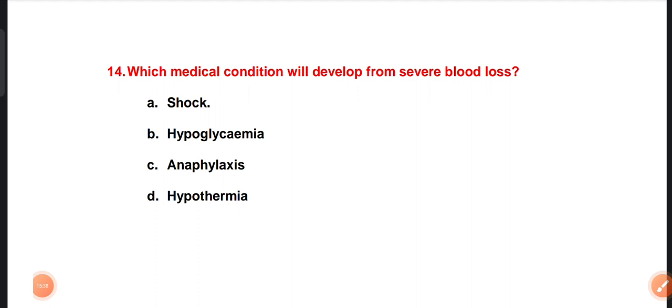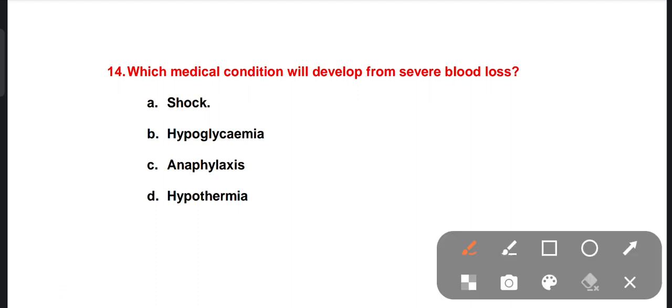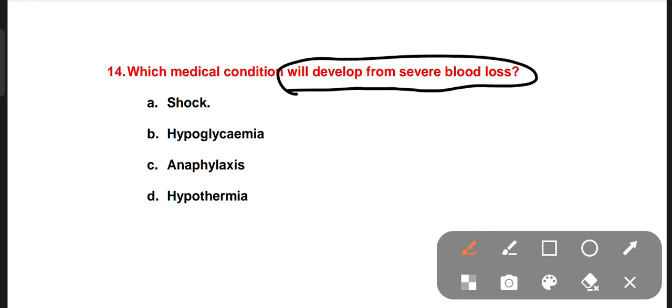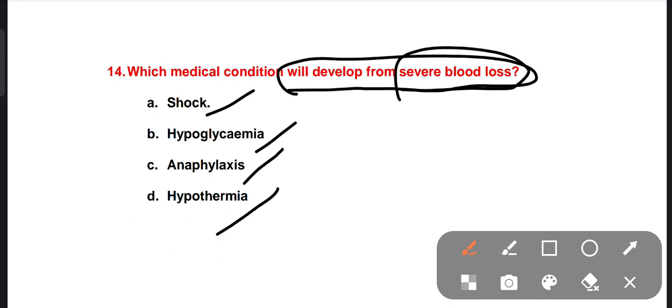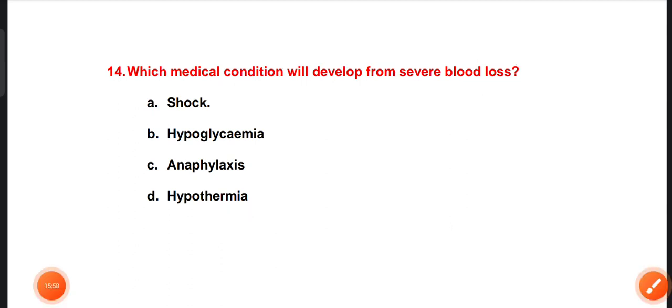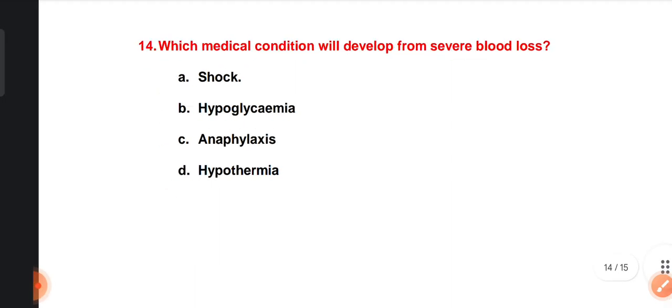The 14th question is, which medical condition will develop from severe blood loss? When the patient is having severe blood loss, what will happen? Options are shock, hypoglycemia, anaphylaxis, hypothermia. So what will happen when the patient is having severe blood loss? The patient may go into shock.